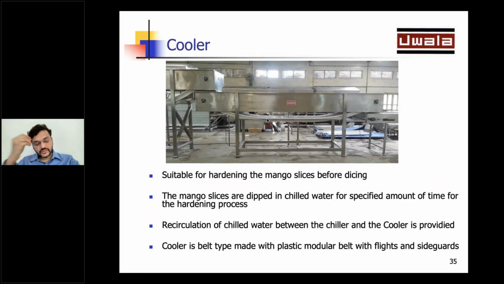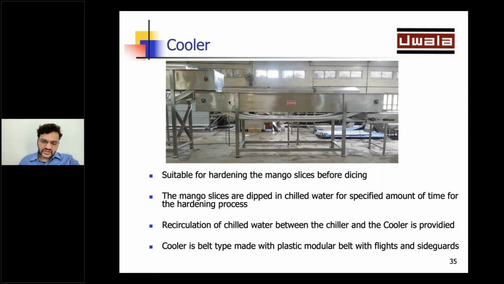So once we have the peeled and the sliced mangoes, those slices are hardened, because if they are very soft, we will not be able to dice them well. Okay, so the hardening happens. How do we harden the mangoes? We dip them in chilled water for a certain amount of time. Again, the time is fixed. For example, in most cases, we need to dip the mangoes in chilled water for about 3 to 4 minutes. So the time we can set on the control panel which operates the machine, and then the product passes on a belt. You can see the picture of the machine on the screen. So there is a belt which runs from one end to the other, and the tank through which the belt runs consists of chilled water.